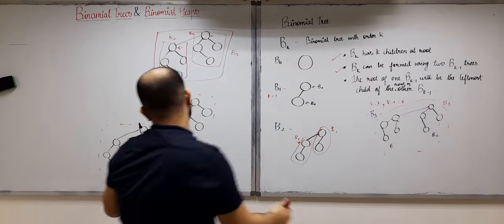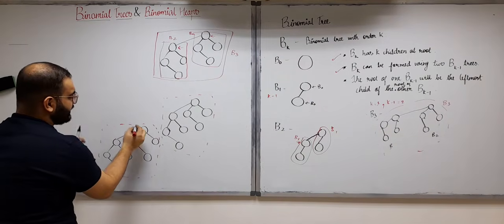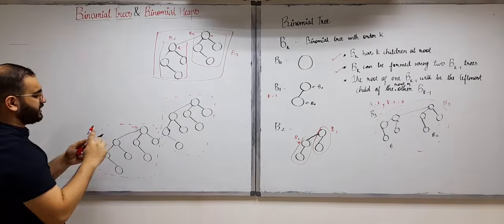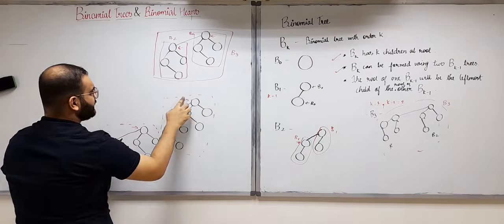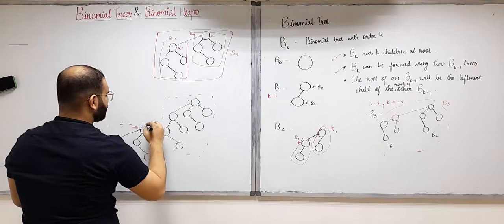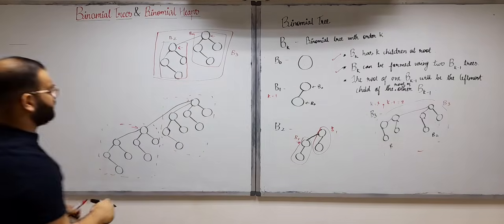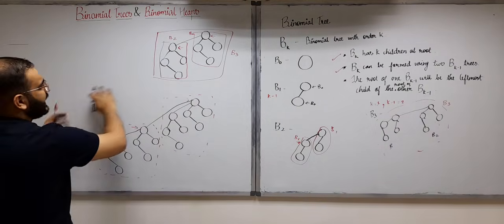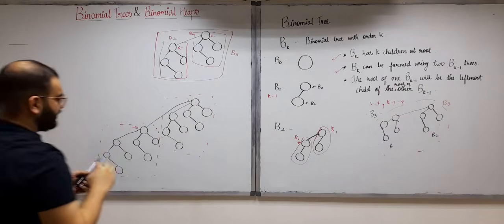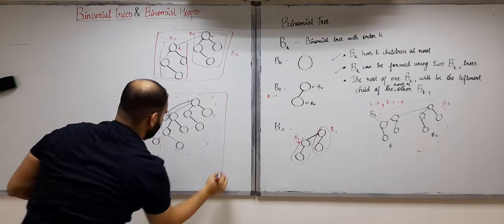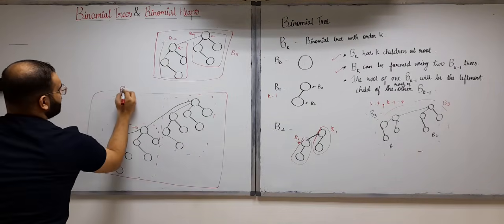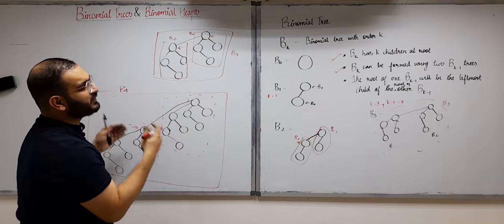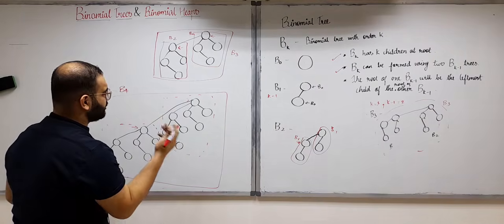And the root of one B3, let us consider the root of this B3, will be the leftmost child of the root of the other B3. So this is the root of the other B3. So this root will be the leftmost child of this B3. As you can see, it is the leftmost child. And so what is this? This entire thing that we have drawn is our B4, okay? According to the first rule, the root of B4, or the binomial tree with order 4, should have 4 children. So does it have 4 children?